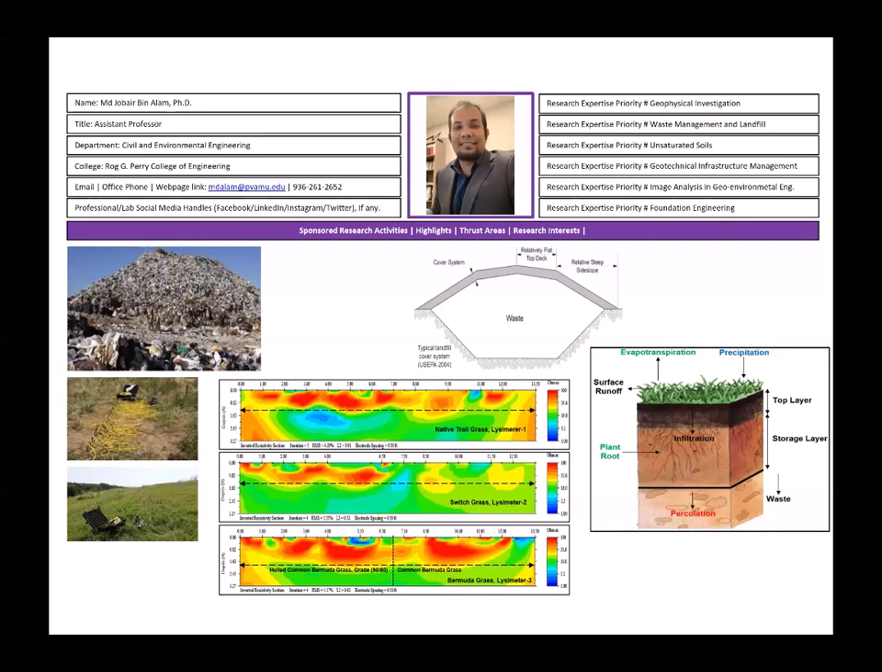My other part of research is sustainable geotechnical infrastructure management. As we know, the landfills accept a lot of plastics. The plastics are basically non-degradable, so they pose a threat to the landfills. They occupy a lot of volume. At the same time, they don't degrade.